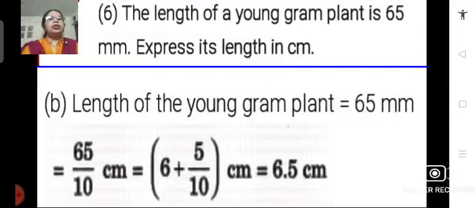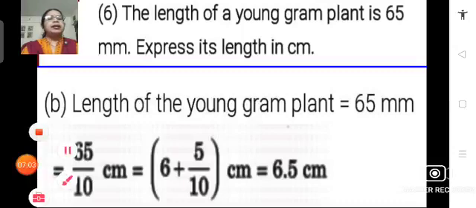Let's move on to the B part of the question. The length of a young gram plant is 65 mm. Express its length in centimeter. So the length of young gram plant is 65 millimeters. So we know 1 millimeter is equal to 1/10 centimeters.